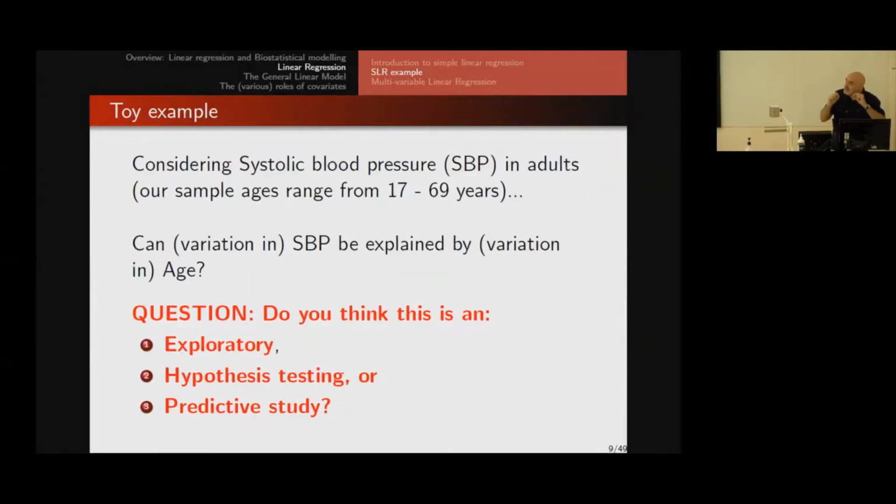Okay, because it's a very specific research question. The giveaway is the word, the predictor, is mentioned in the research question. Okay, if I just said, what are the important risk factors? That would be much more exploratory.